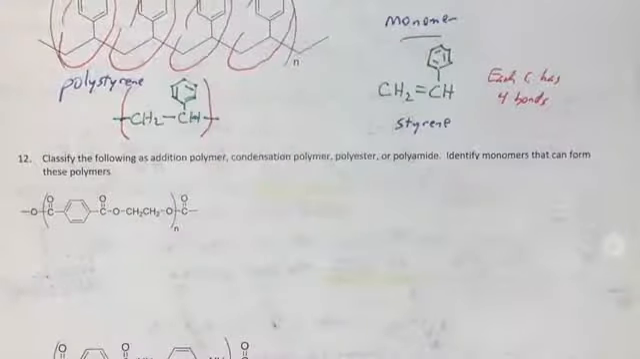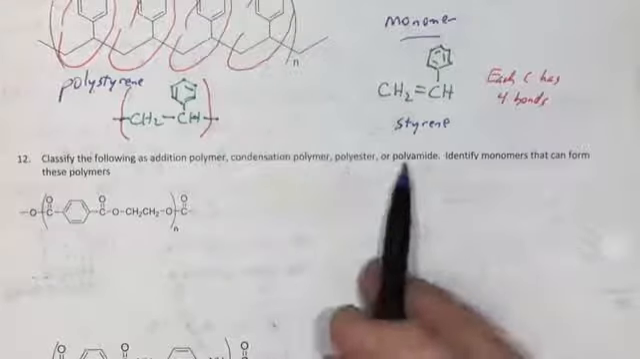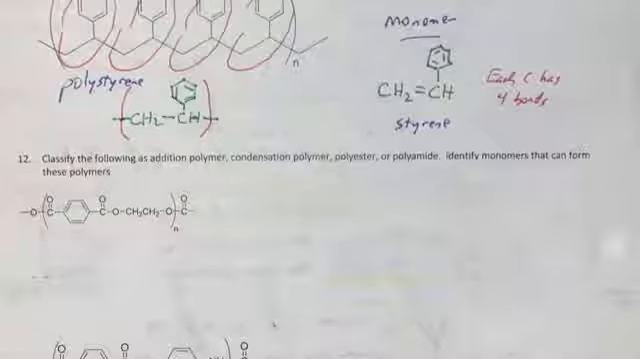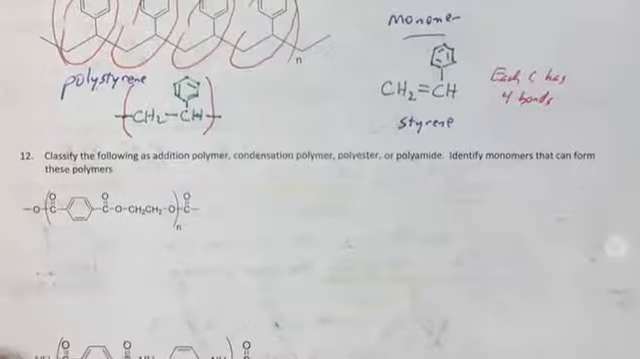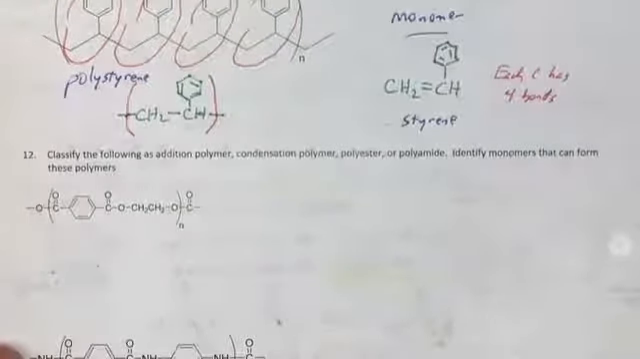Now we're going to look at a series of polymers, and we're going to determine if they are addition or condensation polymers. We'll also determine if they are polyesters or polyamides, and we'll try to identify the monomers that result from forming them. One of the things that will help as we do this is to focus on the individual repeating units.